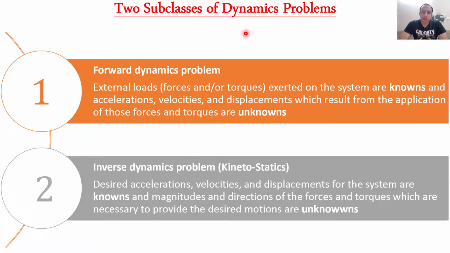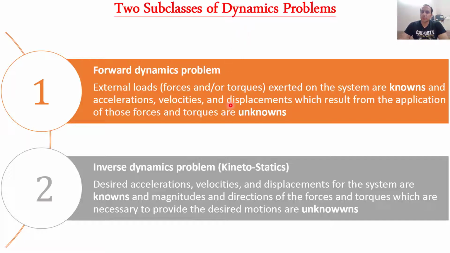So in the first one, the forward dynamics problem, we already know the forces and torques which are actually exerting on the system. We know the forces, we know the torques, and we calculate the motion parameters like velocity, displacement, and acceleration. So that is the forward dynamic problem. It means the dynamic analysis is carried out initially, and then we do the kinematic analysis.